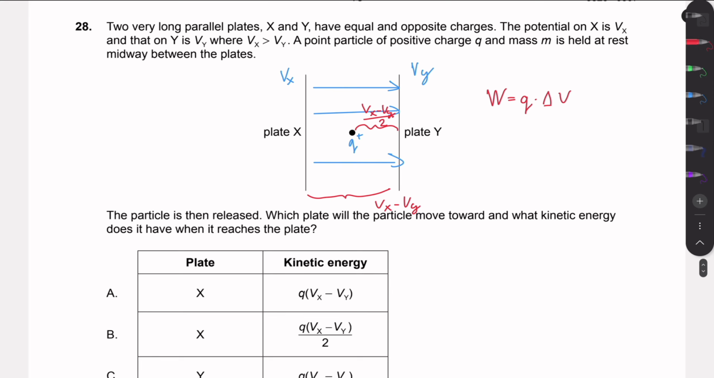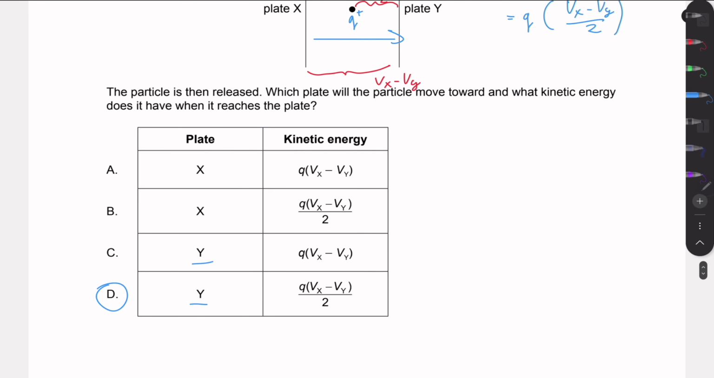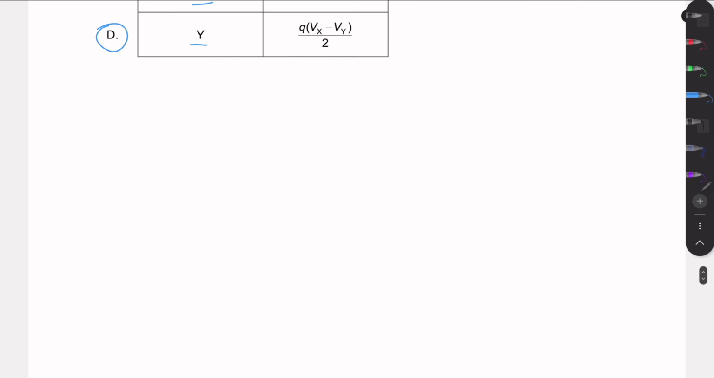And well, we just need to plug this in. So potential difference is Vx minus Vy divided by 2. So that's D. So we need to divide by 2 because we are midway.